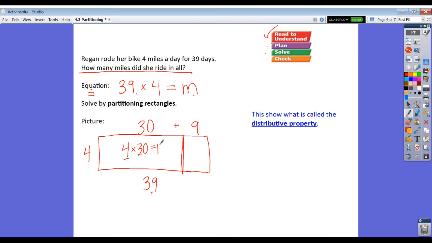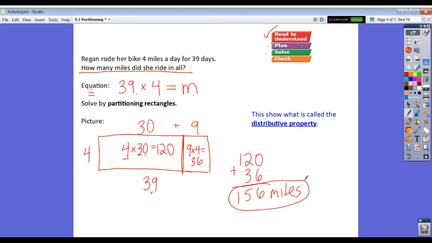That's just an extended fact. 4 times 3 is 12. 1 zero in my factor, 1 zero in my product. 9 times 4 is 36. So am I done? Not quite yet. Now I have to take those two partial products and add them up. And finally, I will get 156. So, it's 156 softballs, 156 pieces of paper. No, 156 miles.